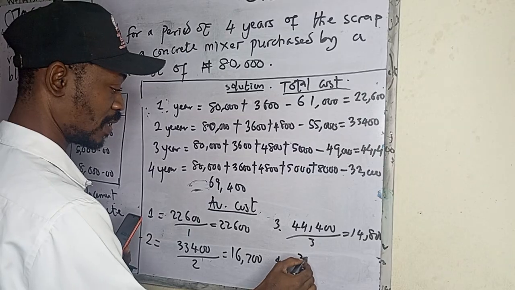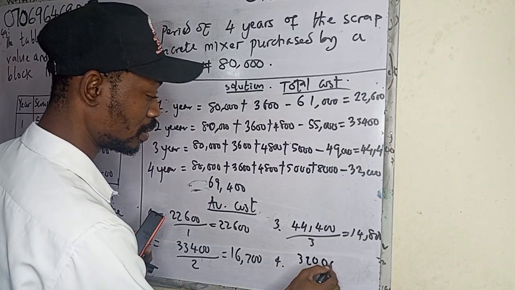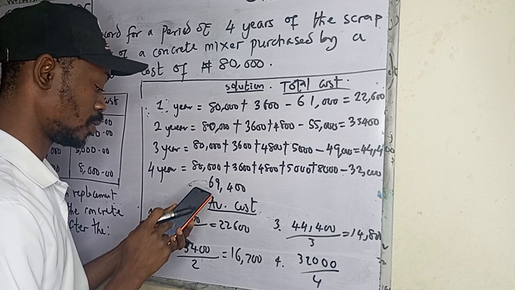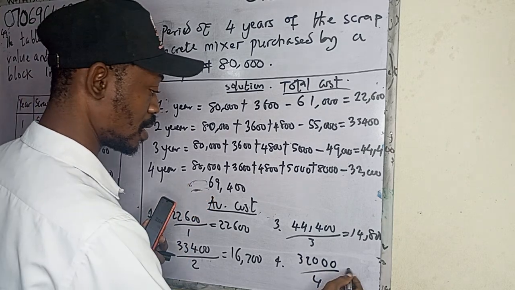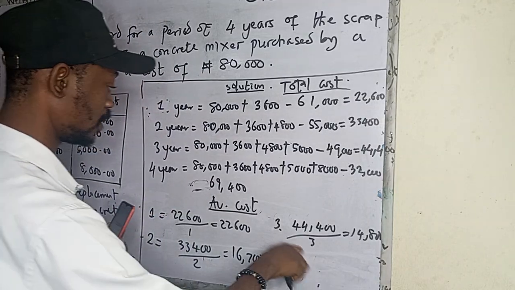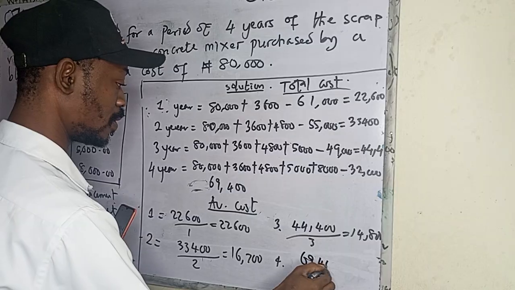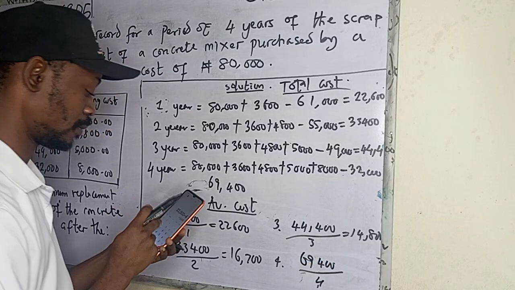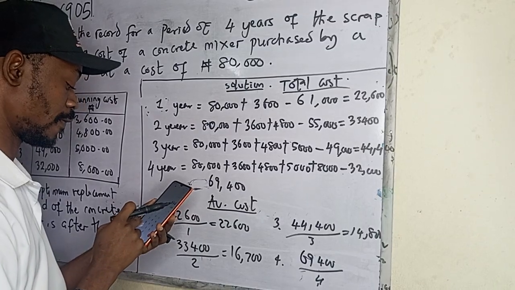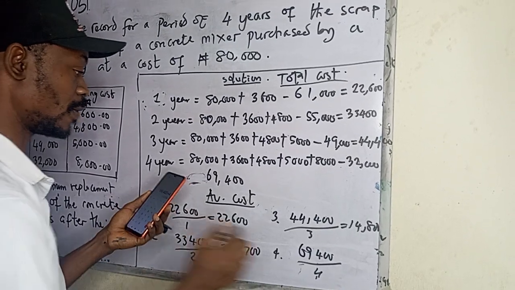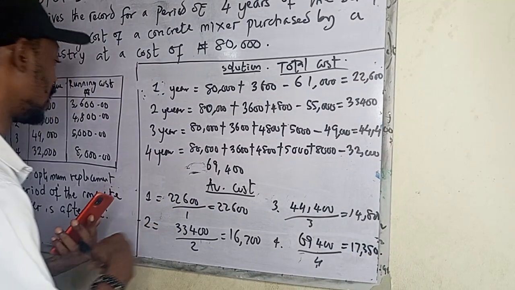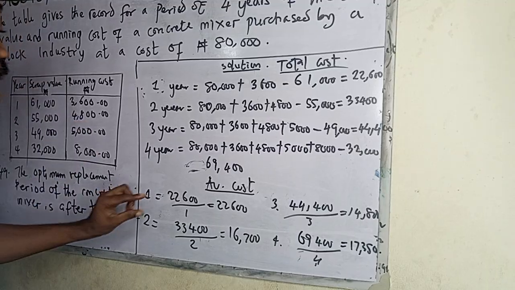And then the average annual cost for the fourth year is the total cost for that year divided by 4. Sorry, that's 69,400 divided by 4, and that gives 17,350.